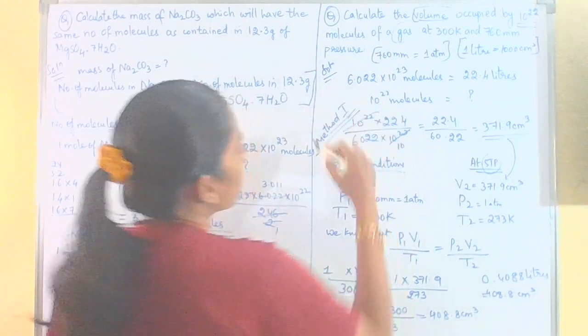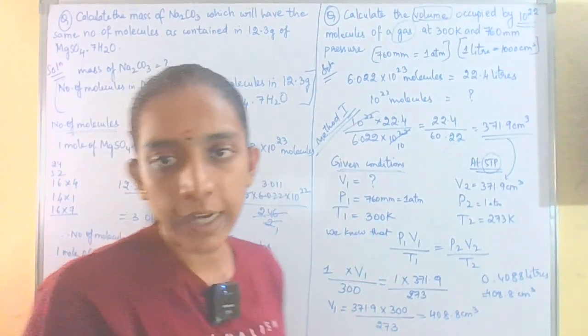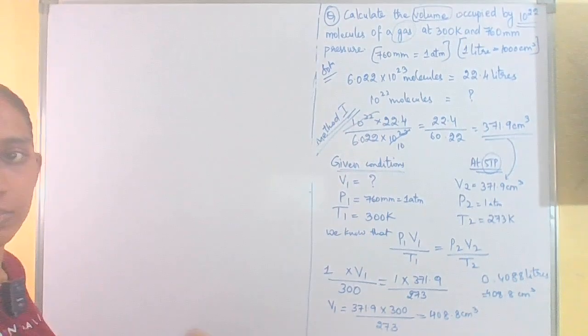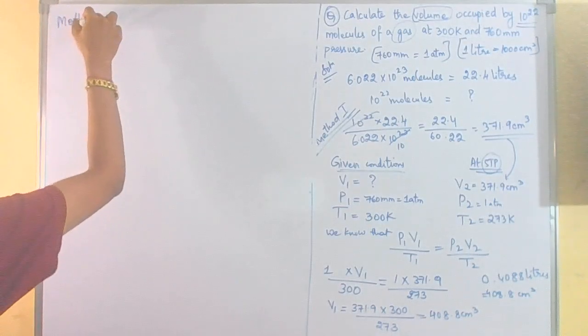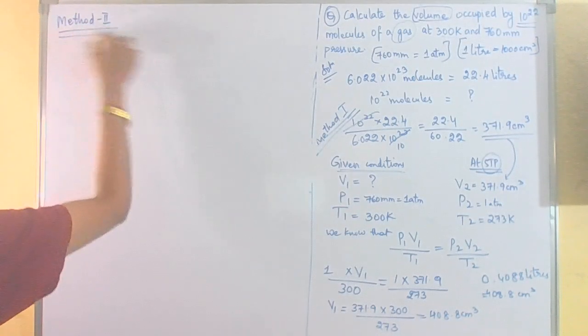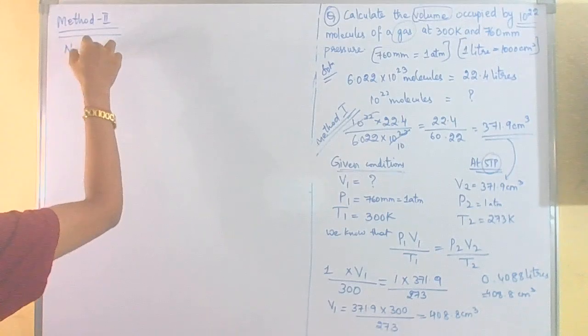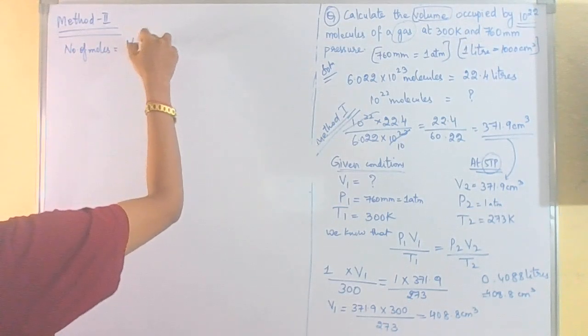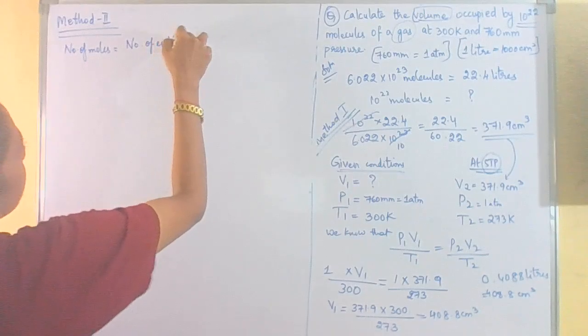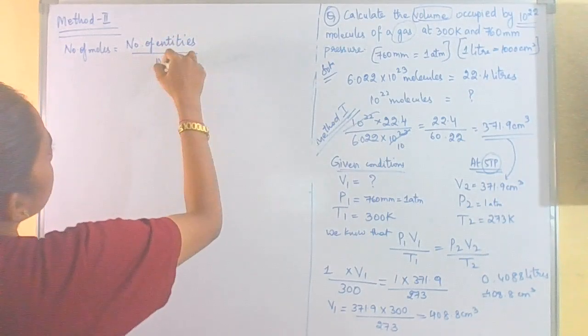You can solve this problem by taking the ideal gas equation. I'll show you that. Method 2. First we will calculate the number of moles. How do you calculate number of moles? Number of moles is equal to number of entities by Avogadro's number.